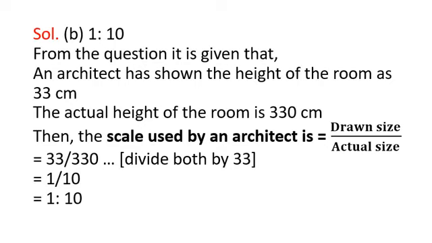So here in this question, this was the question of mapping space around us. As I told you, while framing maps we need to use the scales. Likewise, this is an example. In this question, an architect has given the blueprint of a room, and accordingly he or she has taken the height of the room as 33 centimeter, but the actual height of the room is 330 centimeter. So we were supposed to find out the scale. So the scale formula used will be drawn size over actual size. Drawn size is 33, actual size is 330, and after solving you will get the ratio, that will be 1:10.